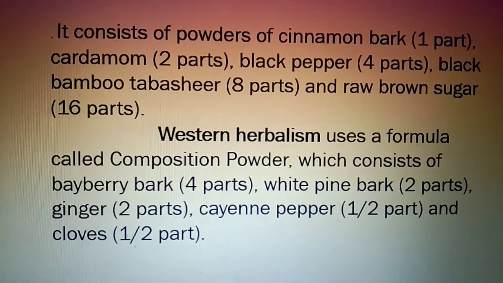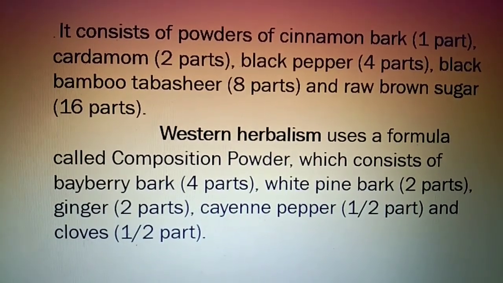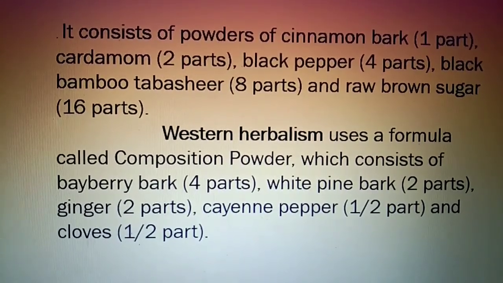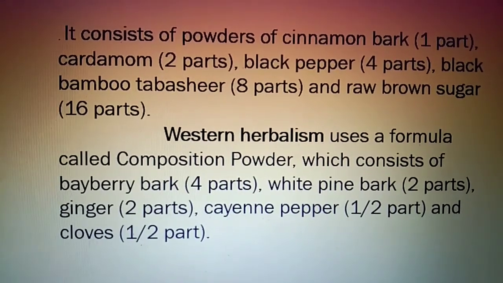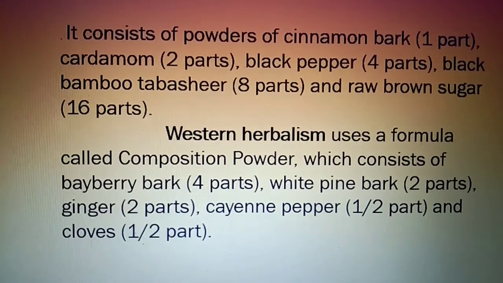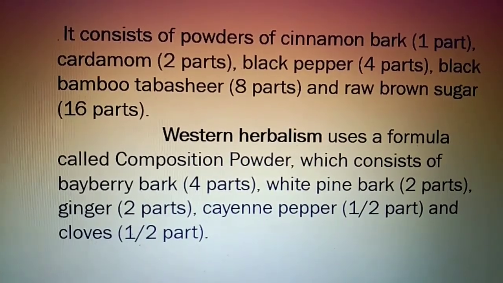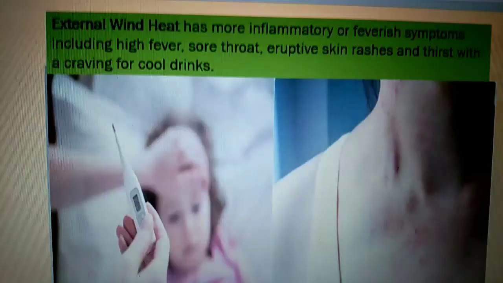Western herbalism uses a formula called composition powder, which consists of bayberry bark, 4 parts, white pine bark, 2 parts, ginger, 2 parts, cayenne pepper, 1/2 part, and cloves, 1/2 part.